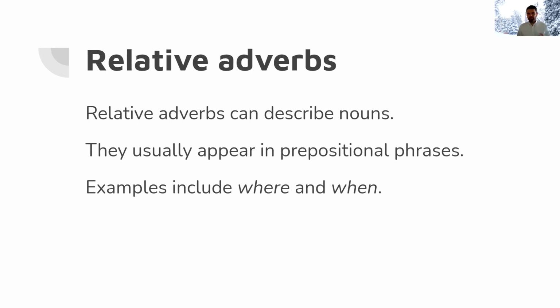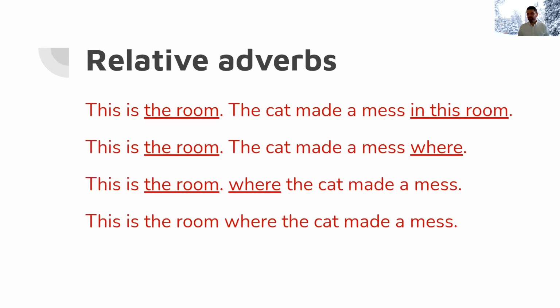Now, we've already talked about where and when before when they were interrogatives. We use them to initiate questions. But we use when and where also in English as relative adverbs. Let's take a look at an example. So we have a sentence here. This is the room. The cat made a mess in this room. Now we have this prepositional phrase, in this room, and it contains the repeated part between the 2 sentences. So we could replace that second part, in this room, with the relative adverb where. Where can replace in this room.